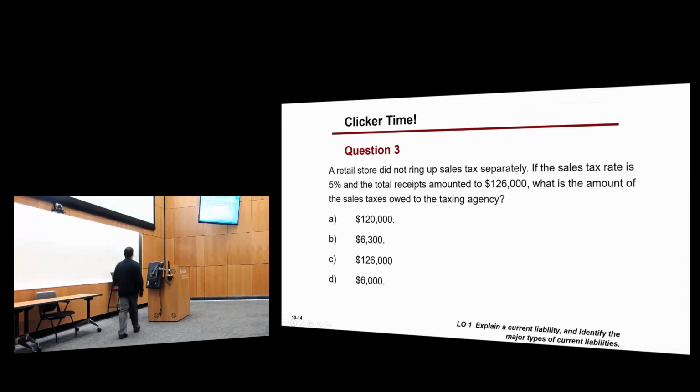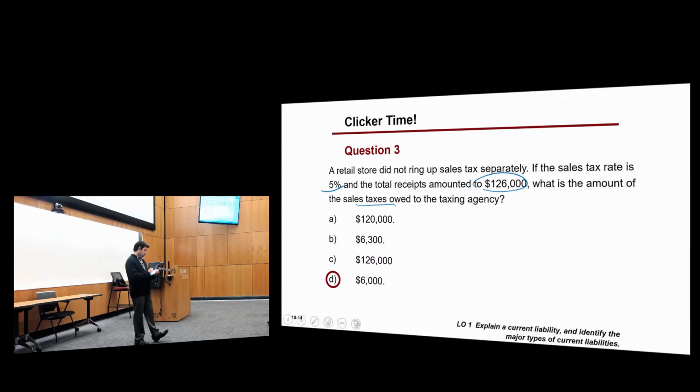Okay, so let's do this one. The correct answer is actually 6,000. Now, how do you calculate this? Once again, they gave us the total amount. So the total receipts is 126,000. They did not bring them separately, so we have to calculate the two components. They gave you the total and the rate. You have to calculate sales revenue. In this case, they are asking: what's the amount of sales taxes? Once you have the sales revenue, you can multiply it by the rate and you get the sales taxes.